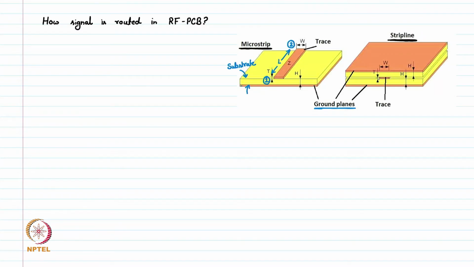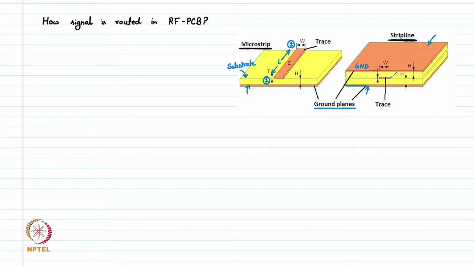In strip line we have the substrate in between. On the top we have completely filled copper, which is acting like a ground plane. This is complete ground connection. On the bottom also we have the ground plane, which is shown by this thin line. In between we have substrate, and in between there is a copper layer. We pattern that copper layer to make a strip line.